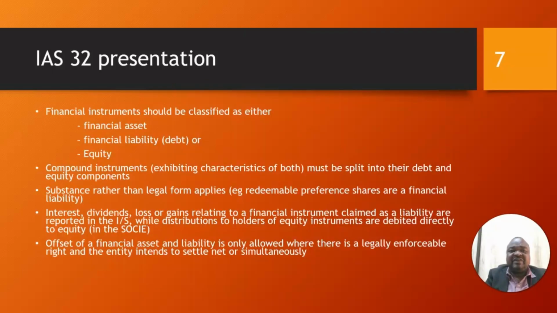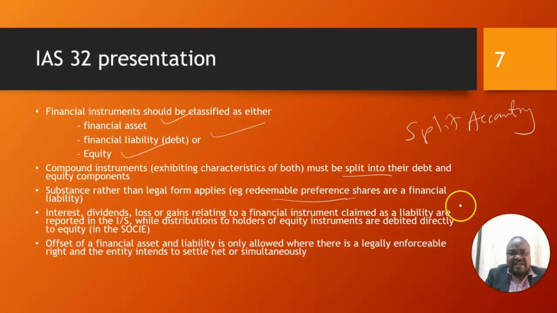IAS 32 presentation. Financial instruments should be classified as either financial assets, financial liabilities, or equity. Compound instruments that exhibit characteristics of both must be split into their debt and equity components. Remember the aspect of split accounting. Substance rather than legal form applies. For example, redeemable preference shares are a financial liability.